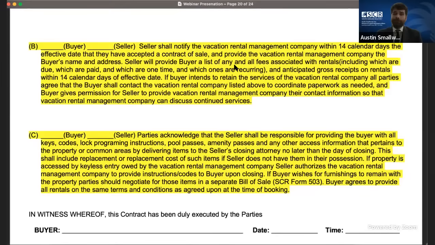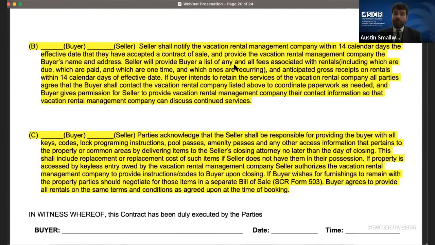You have a vacation rental that currently says it sleeps 8 to 10. The seller plans on taking all the furniture with them, and the buyer doesn't have any furniture. What is the expectation? And so we've sort of said that the buyer agrees that they're going to provide all rentals on the same terms and conditions as agreed upon in booking. So that vacation tenant, a renter who rented a house expecting to be able to sleep 8 to 10, the buyer needs to be able to provide that.